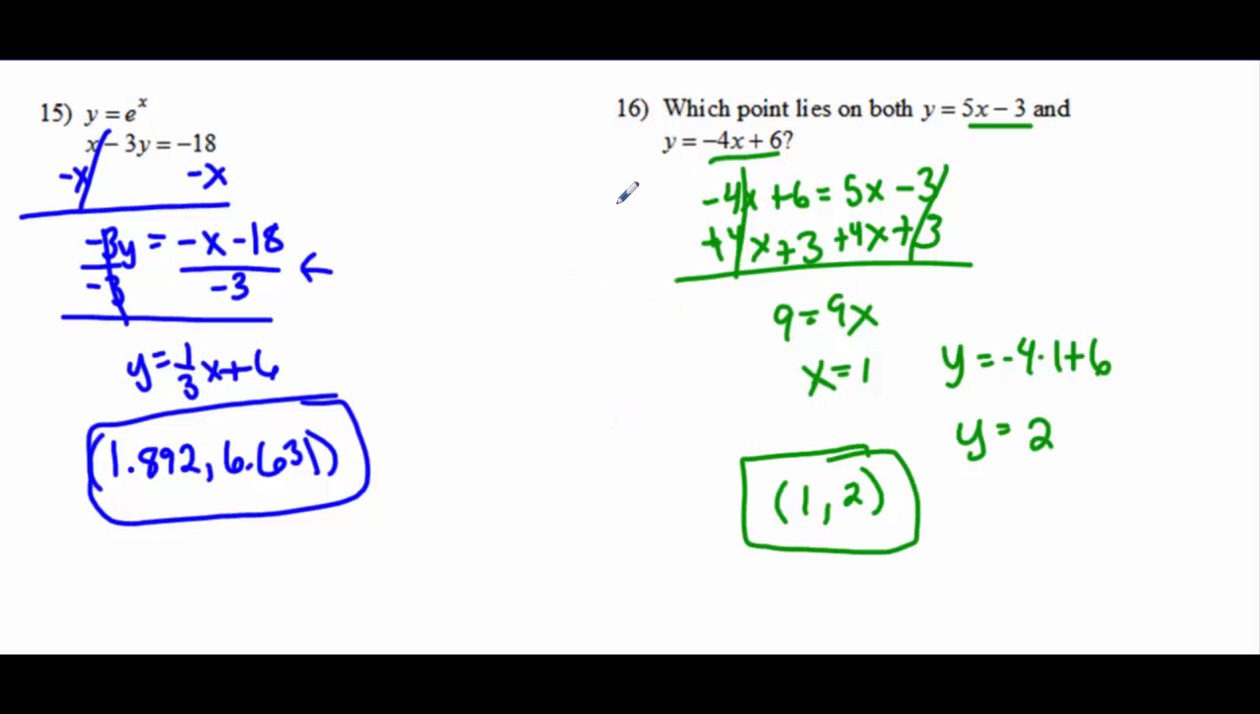But you might have found it faster just to look at the answer choices and say, okay, if I put in 2 and 1, does this work? 2 equals 5 times 1 minus 3. Yes, it does. And then you do it over here as well. 2 equals -4 times 1 plus 6. Is that true? Yes. And then you're good to go.